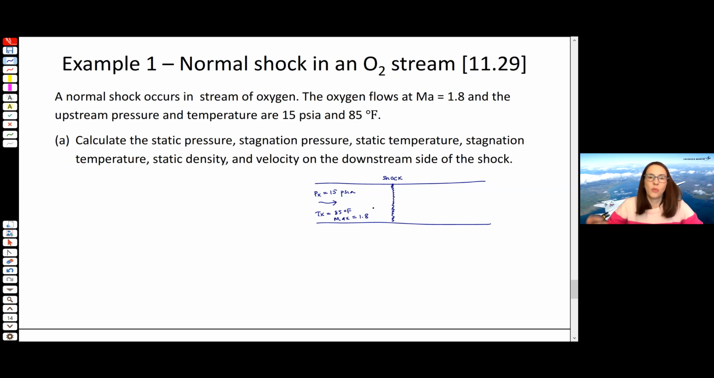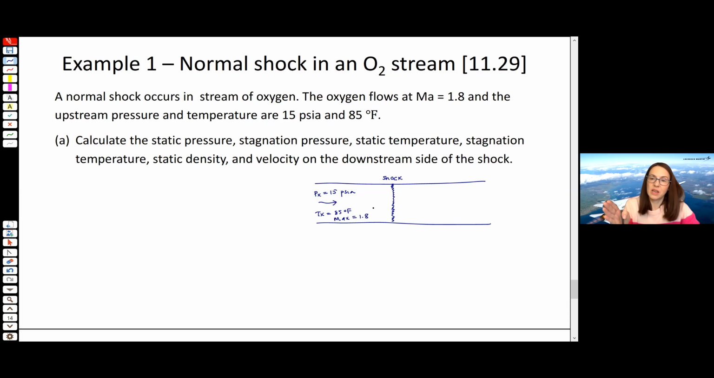Okay, we want to calculate static pressure, stagnation pressure, static temperature, stagnation temperature, static density, and velocity on the downstream side, so those Y values. We're going to use two tools, three tools really. Two of the tools are from Appendix D. One is table D.I for the isentropic flow. That we use when we're on the same side of the shock and we're trying to relate quantities. So here, for example, we're given the static pressure. We need to know the stagnation pressure. So we use the isentropic flow table for k equals 1.4.